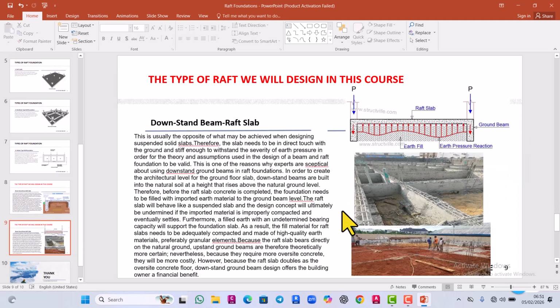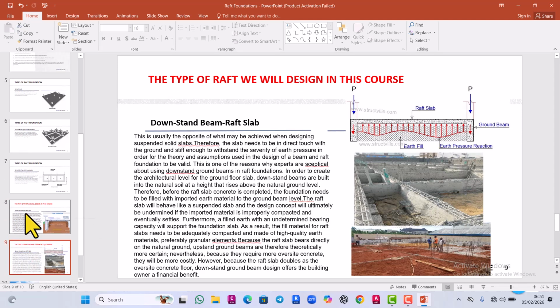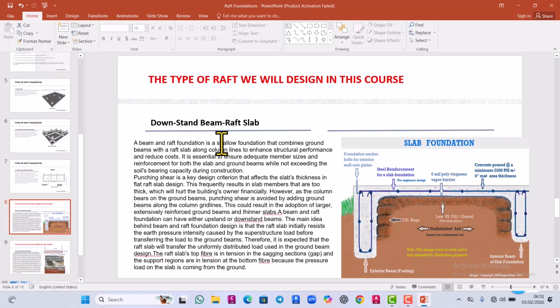Now for our course, this is the type of foundation we design. So we're going to use the downstand beam raft foundation. And for us to continue to design, we need to understand the working principle of this downstand beam.